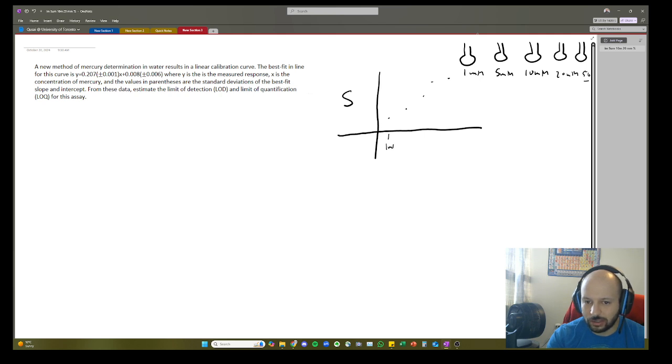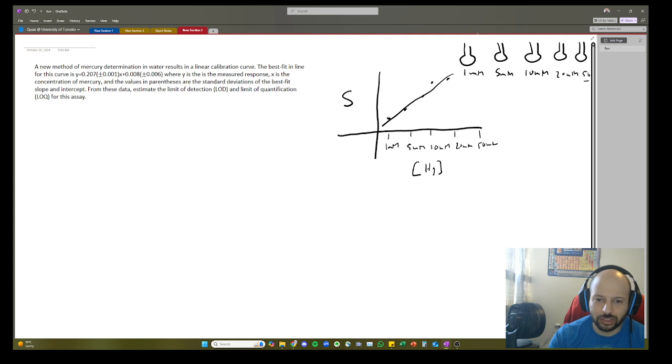Obviously this is not to scale, and I'm drawing this live so it's not pretty. The x-axis is concentration, so we'll call this concentration of mercury, just for the sake of the question. We would plot these concentrations with respect to the signal that we get from the instrument, and we would get this line of best fit, which is a calibration curve.